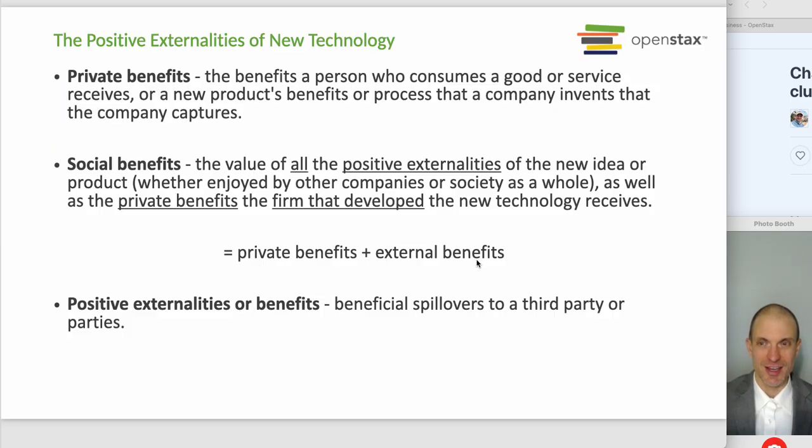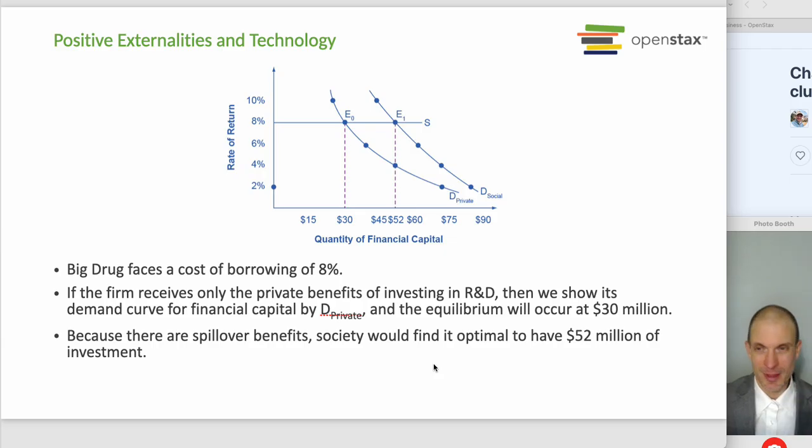We're thinking of society as the original decision makers plus bystanders. Remember, for there to be an externality, there has to be bystanders. So it can't be just that you create this thing and there's all these unintended consequences, most of them positive, so you say there's a positive externality. No, for there to be a positive externality, there's got to be bystanders that are going to get those spillover benefits that they basically haven't paid for. Positive externalities or benefits are the beneficial spillovers to a third party or parties, basically to bystanders.